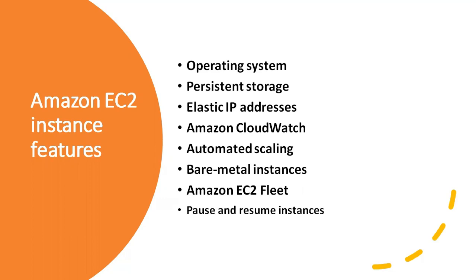Persistent storage. Amazon Elastic Block Storage, EBS, service enables block-level storage volumes to be attached to EC2 instances and be used as hard drives. With EBS, it is possible to increase or decrease the amount of storage available to an EC2 instance and attach EBS volumes to more than one instance at the same time.